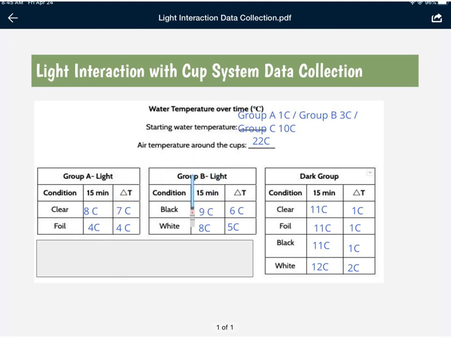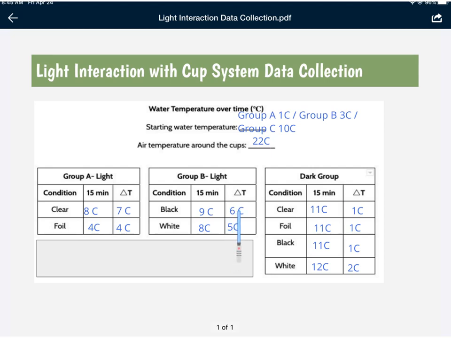Okay. For the Group B experiment, we did the same experiment, but we tested the black cup and the white cup. Remember, our initial starting temperature was 3 degrees Celsius for Group B. After 15 minutes, the black cup heated up to 9 degrees Celsius, and the white cup heated up to 8 degrees Celsius. So for both of these, there was a change in temperature: almost 6 degrees for the black cup and 5 degrees for the white cup. You can see the black cup warmed up slightly more than the white cup.